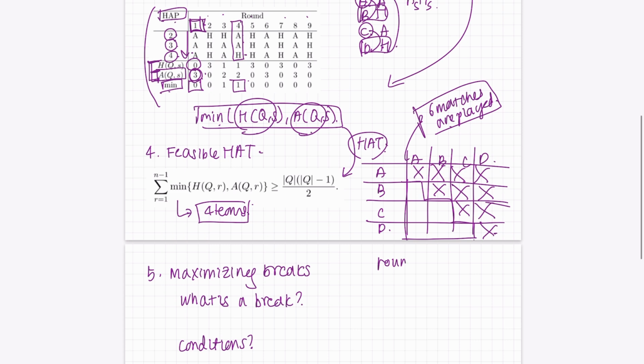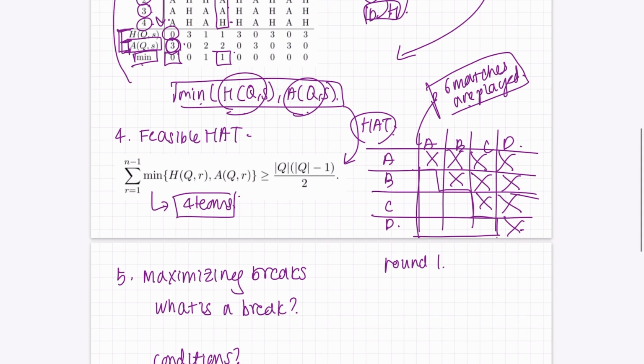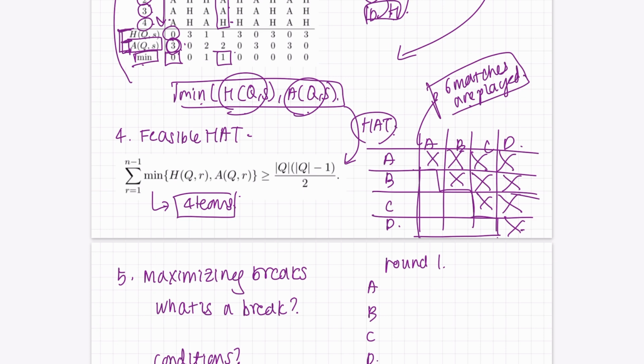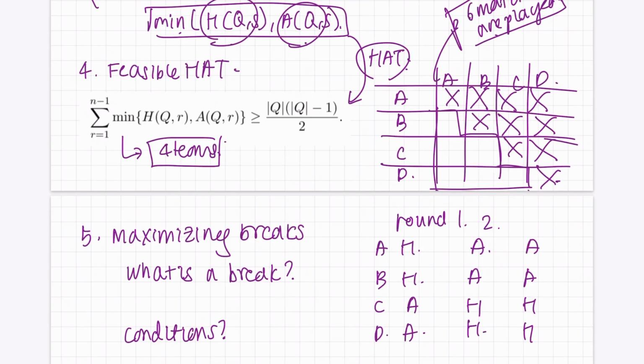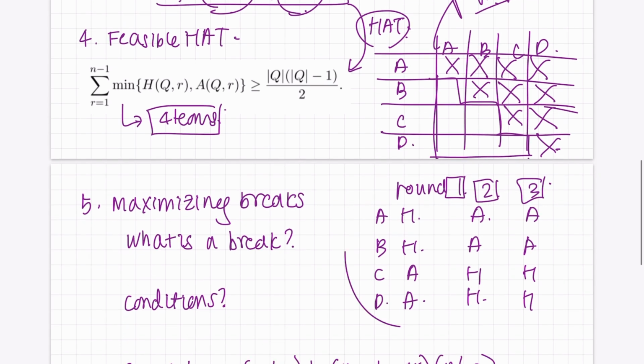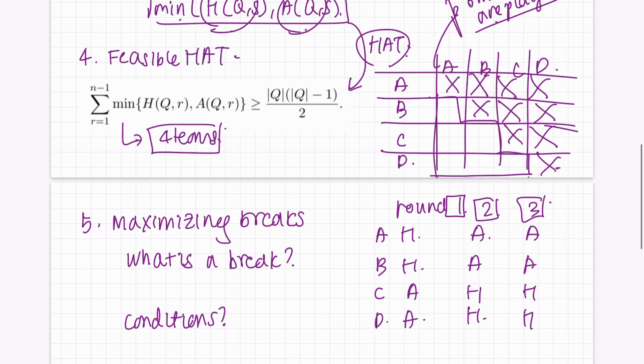Let's say that for round 1, A had a home match, B had a home match, C had an away match, D had an away match. Let's also assign imaginary scenarios for rounds 2 and 3, and let's say that this is the table that we get. From this, we can see that in round 1, the number of H home games was 2, the number of A away games was 2. So the minimum for round 1 is going to be 2.